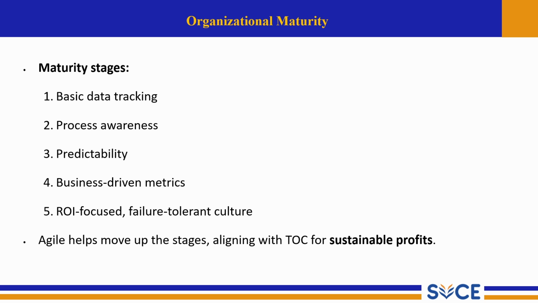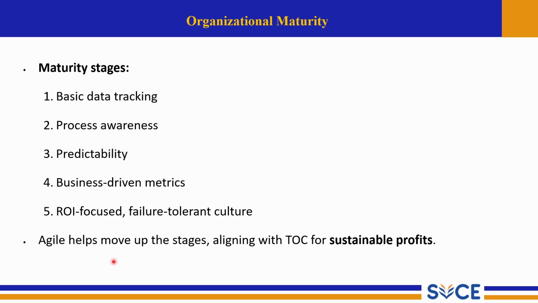Maturity stages can be categorized into five. Number one, basic data tracking. What are the requirements? And next one is process awareness. And third one is predictability. Fourth one is business-driven metrics. And fifth one, ROI-focused, failure-tolerant culture.